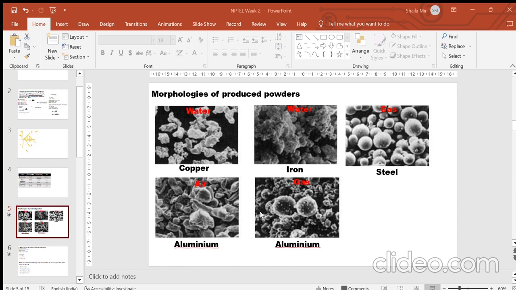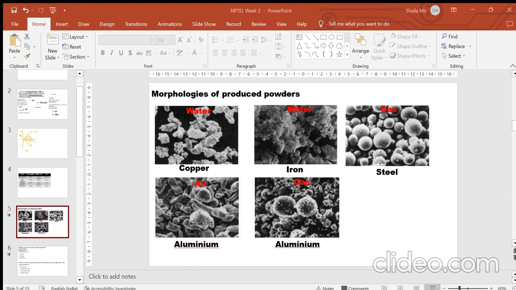For aluminium, you are seeing a spherical morphology. For this type of aluminium, it is irregular. So there are different types of morphologies, and this is very important, because if you do not have an idea from where the powder has been processed, you can check the powder under a SEM micrograph, and based on the micrograph, you can decide which type of processing route might have been used for its fabrication, right?